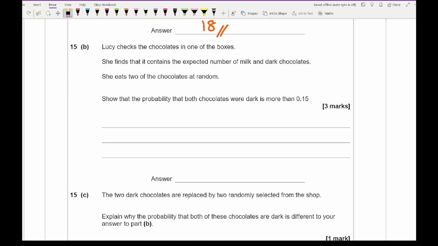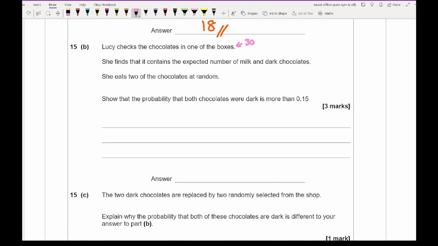Then moving on to 15b, it says Lucy checks the chocolates in one of the boxes. She finds that it contains the expected number of milk and dark chocolates. She eats 2 of the chocolates at random. Show that the probability that both the chocolates were dark is more than 0.15. Well, for this question, let's first of all work out the expected number of milk and dark chocolates in this box of 30.